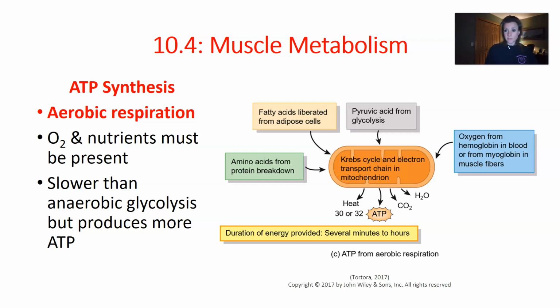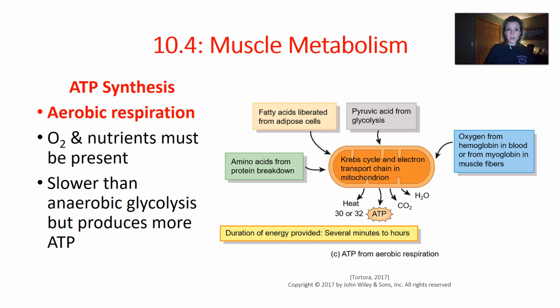The other thing I want to make mention of is that oxygen is not the only thing that's necessary. We also need certain nutrients. And as you can see in the different colored boxes that I have on the slide, we're getting nutrients such as amino acids. We need fatty acids. We need pyruvic acid, which is coming from glycolysis. So we need other things to break down in order to generate this much ATP.